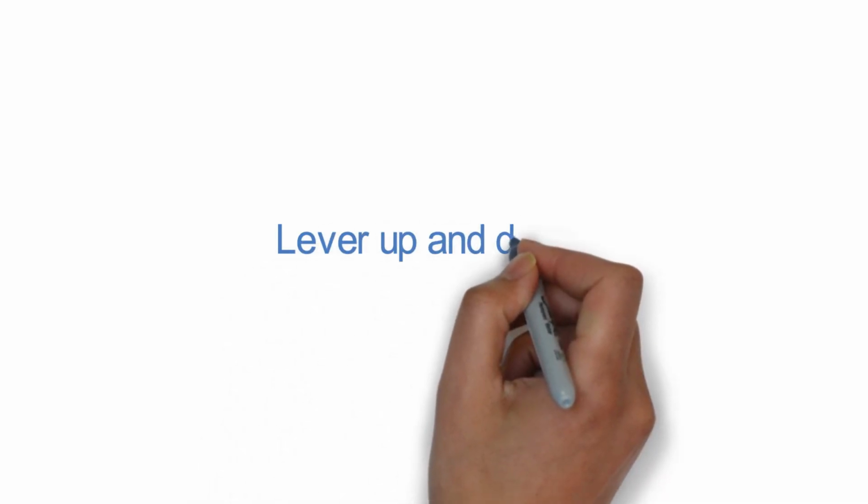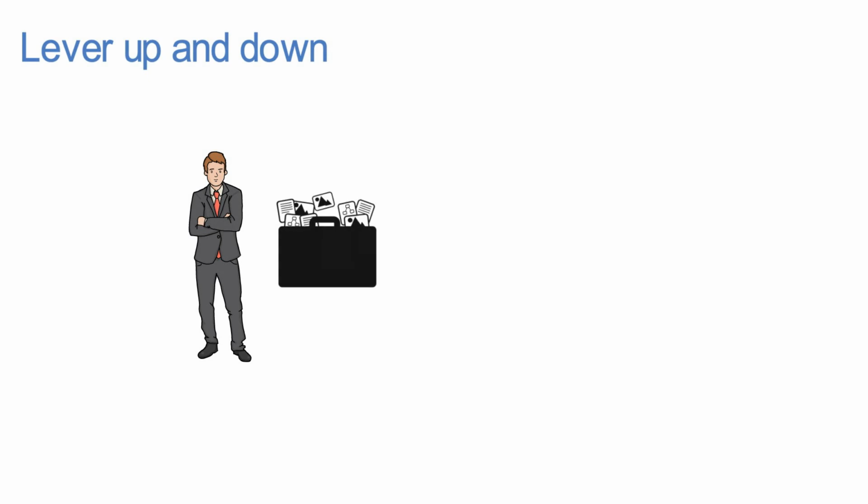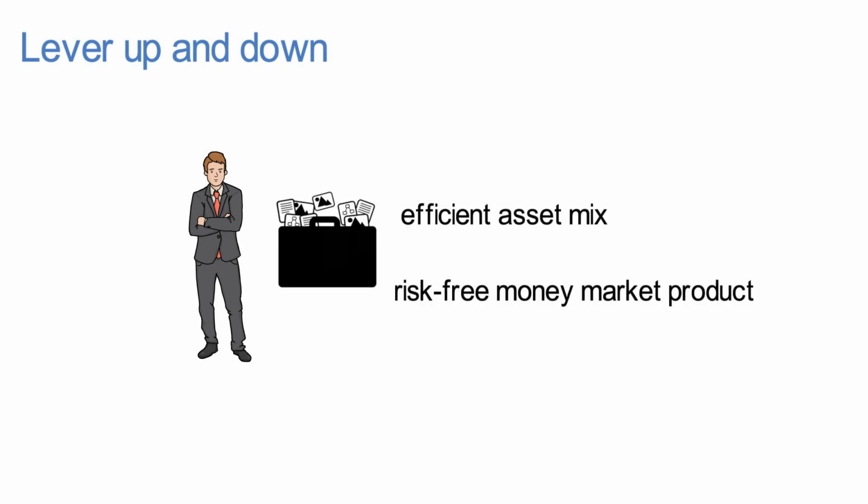This video is on leveraging your portfolio up and down. Imagine an investor builds a portfolio with an efficient asset mix and a risk-free money market product. The risk-free asset pays out the risk-free rate and has zero variance over the investment horizon.